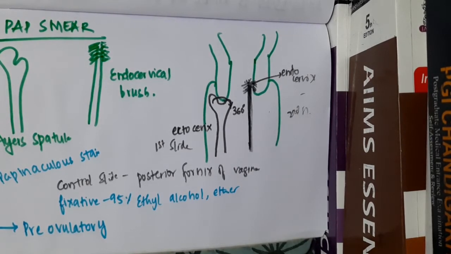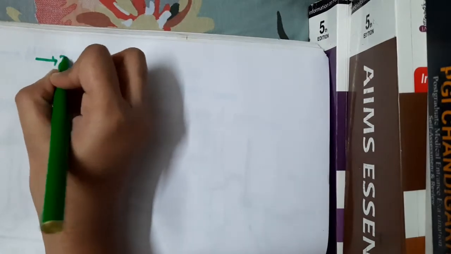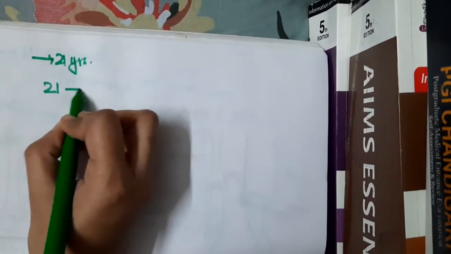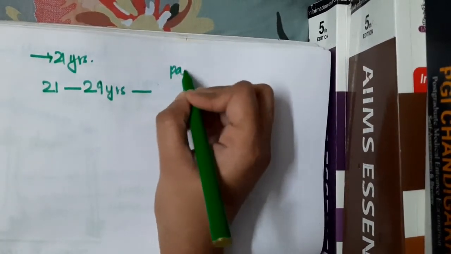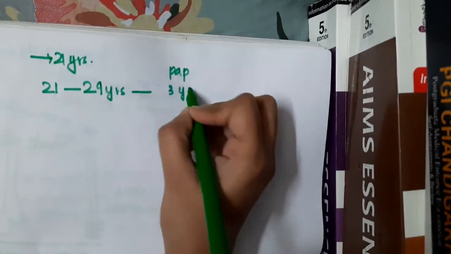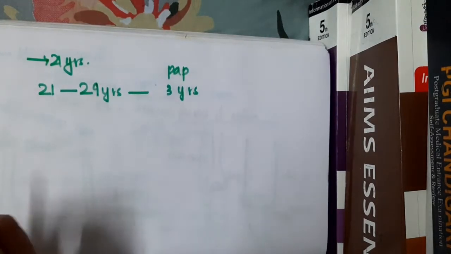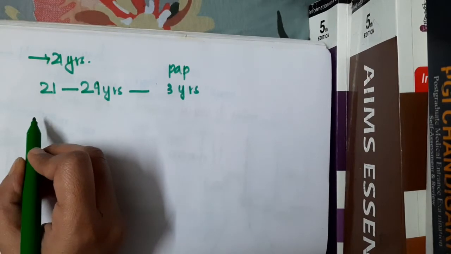Then, for whom do you screen? That means, what are the guidelines for screening Pap smear? Pap smear should be started at the age of 21 years. For women between 21 to 29 years, you should do a Pap smear every 3 years. You should do Pap smear every 3 years for women who are between 21 to 29 years of age.